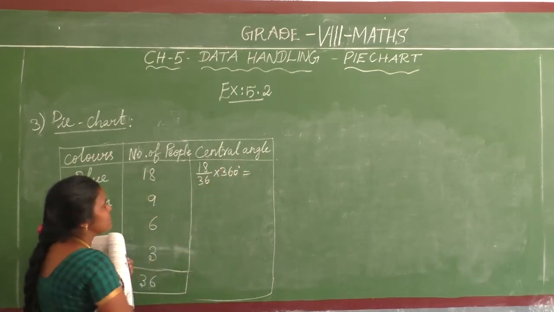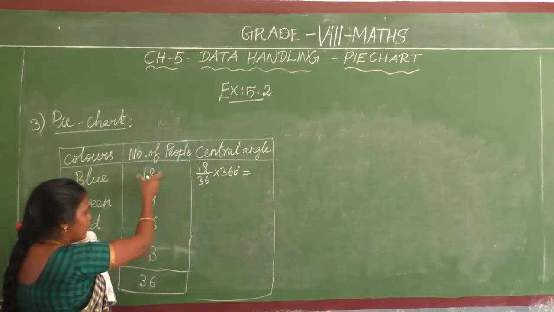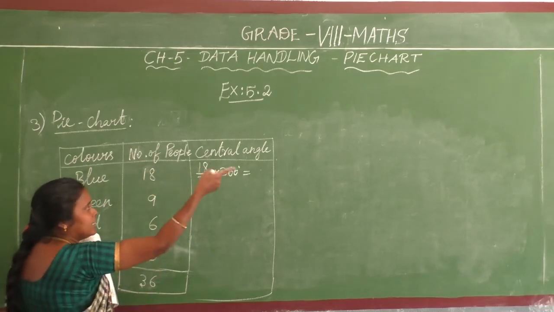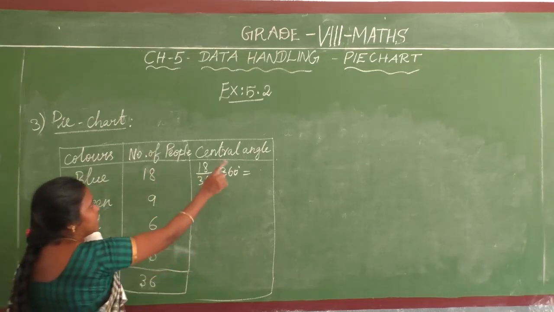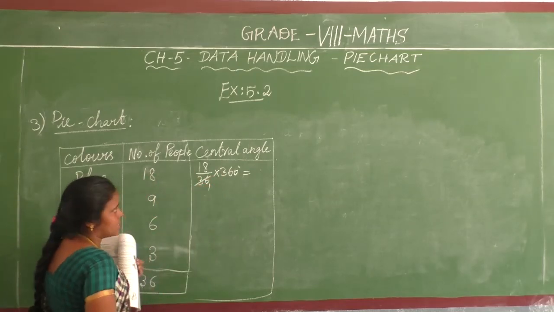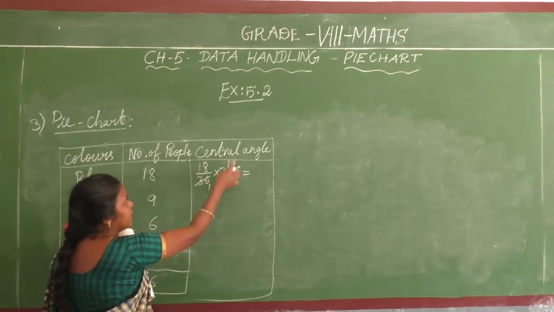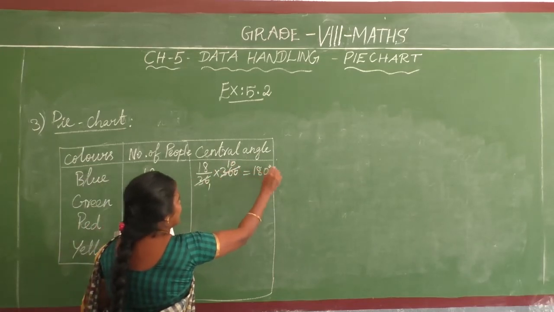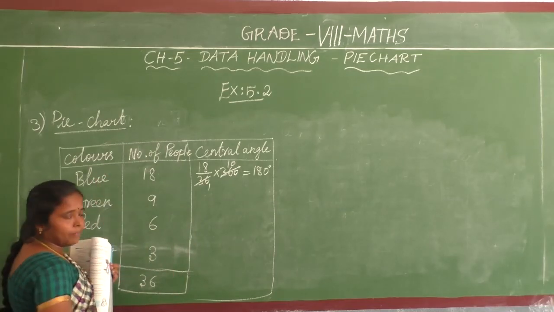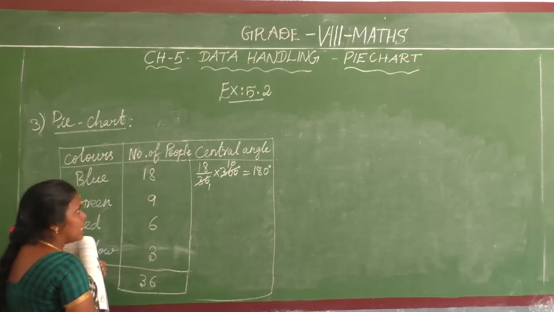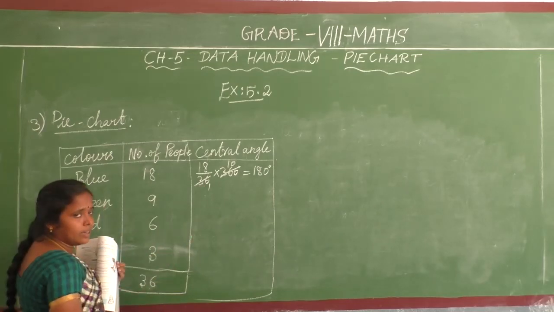Understood? What is the formula for making central angle? Particular sector value by total sector value into 360 degree. So for blue color, 18 by 36 into 360. 18 by 36, one 18 is 18... so 1 by 2 into 360 is 180 degree. This is the central angle for blue color, liked by 18 people. Understood? In this basis, for every color, we have to find the central angle.